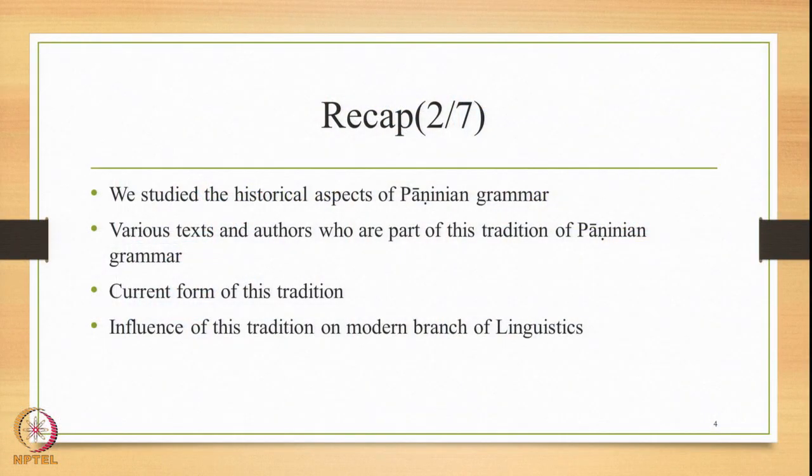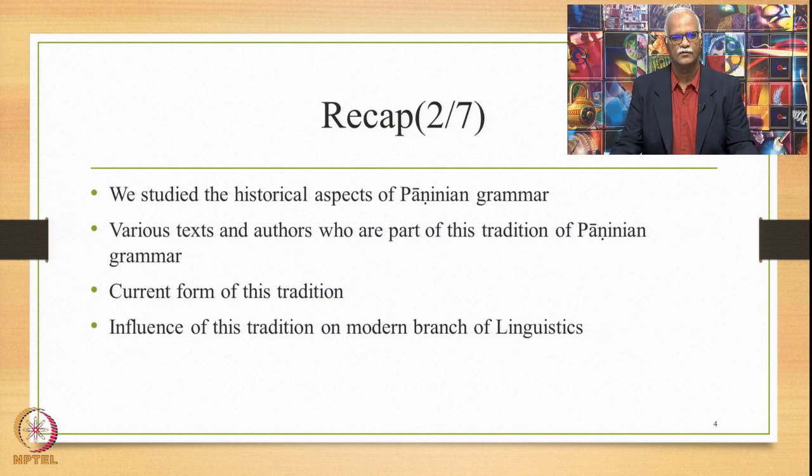At the beginning, we studied the historical aspects related to the Paninian grammar. We studied the name of the text. Then we also studied names of various texts and authors who are part of this tradition of Paninian grammar. We started with Katyayana, who wrote the Vartikas, then Patanjali, who wrote the great Mahabhashya, then Bhartrihari, Jayaditya, Vamana, and so on and so forth, and then the great Bhattoji Dikshita and Nagesha, and so on, and their lineage.